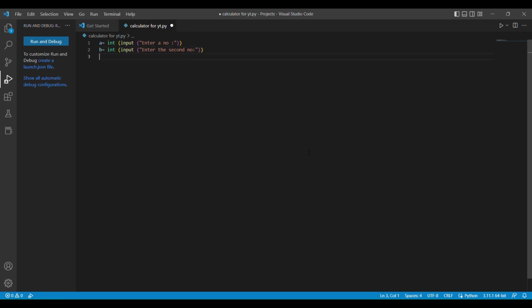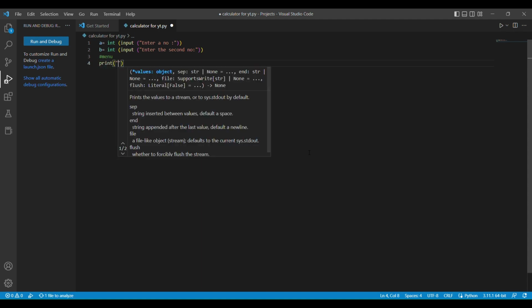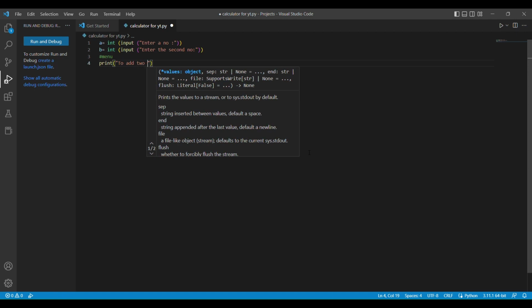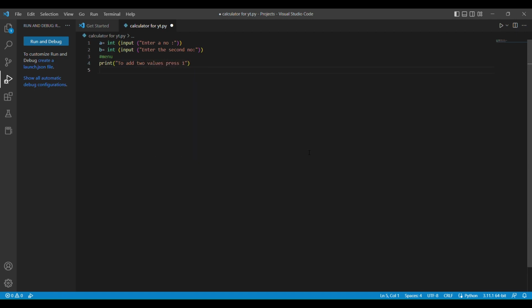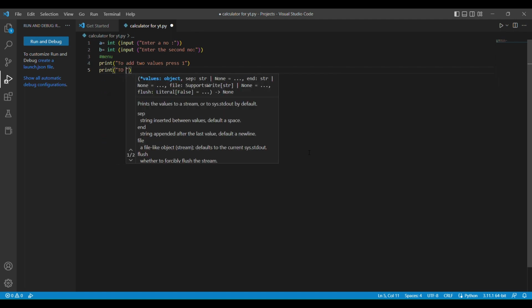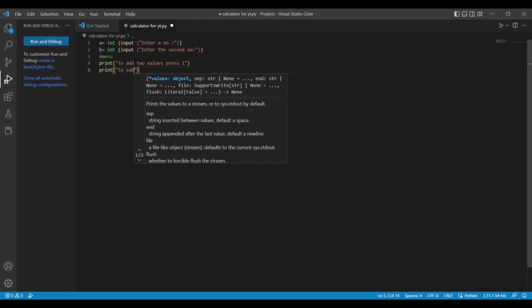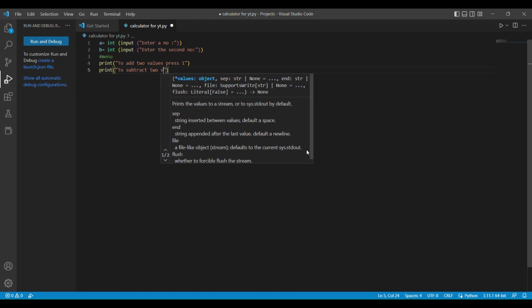Then I will use the if and elif statements for the calculations. So first of all let's create a menu. First of all we have used the adding feature, so when we press 1 the two values will get added. Similarly, to subtract two values we will press 2.